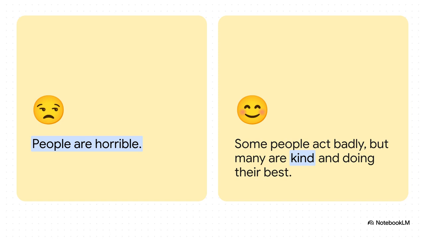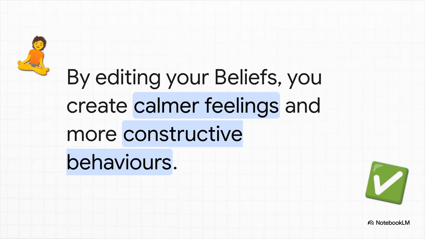Oh, this is a big one. The thought people are horrible is such a massive generalization, and it just makes the world feel like a hostile place. The reframe doesn't deny reality. It creates balance. Some people act badly, but many are kind. This more nuanced view leads to way less reactivity and much better boundaries. And that is the ultimate takeaway. That's the whole shebang. By consciously editing your B, your belief, you're not just changing a thought. You are directly changing the C, the consequence. You are actively choosing calmer feelings and more constructive actions for yourself.